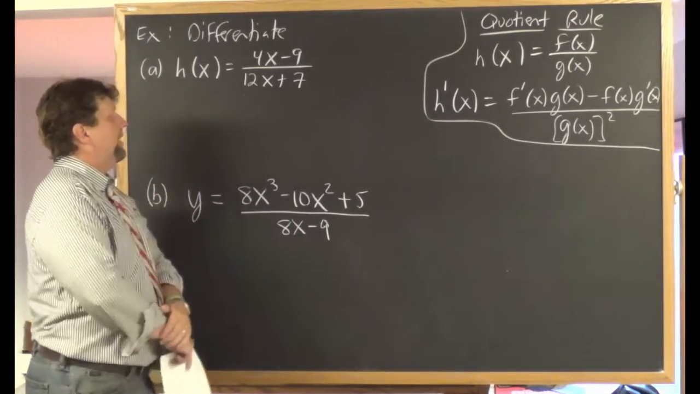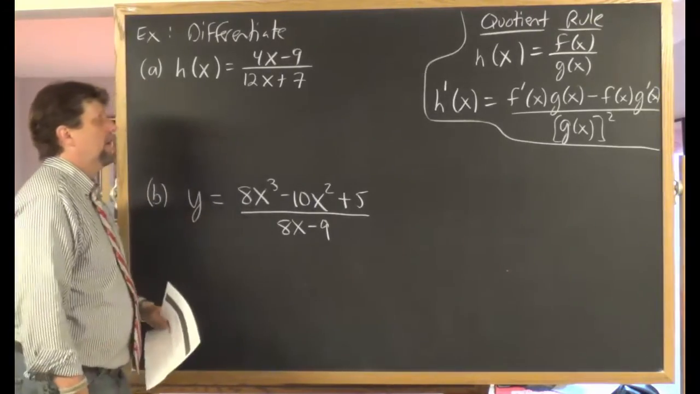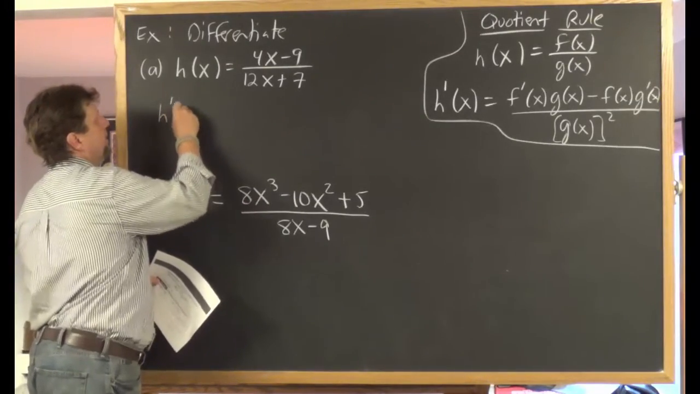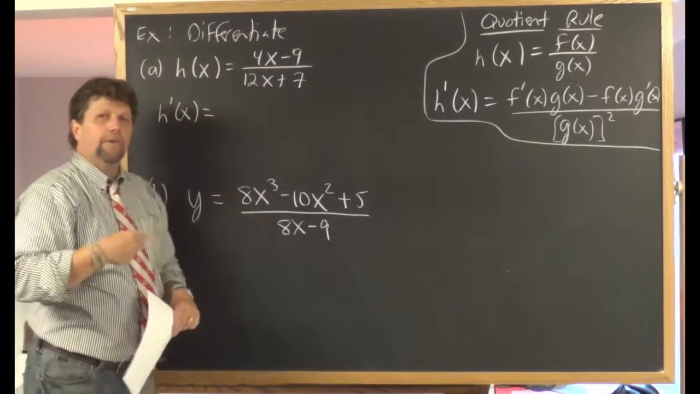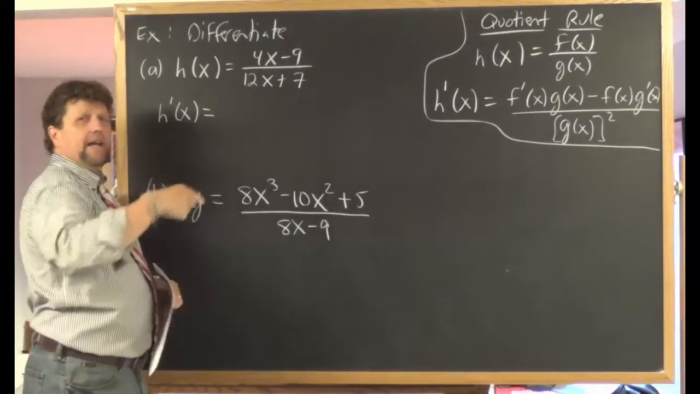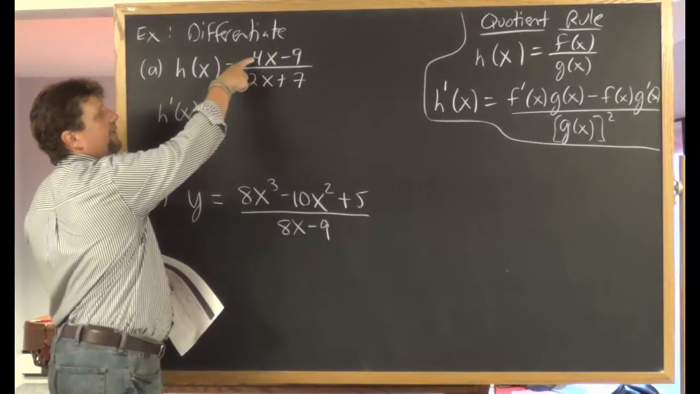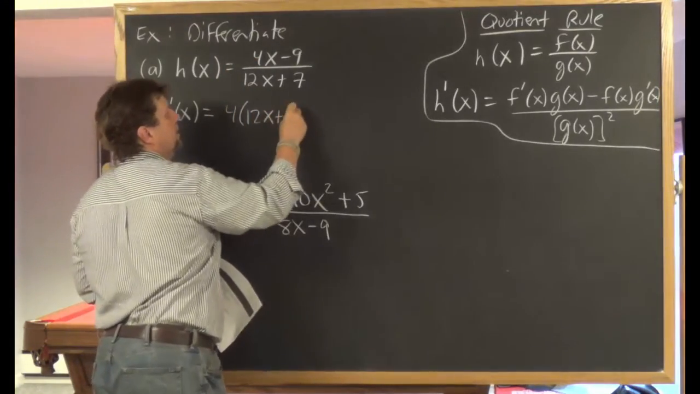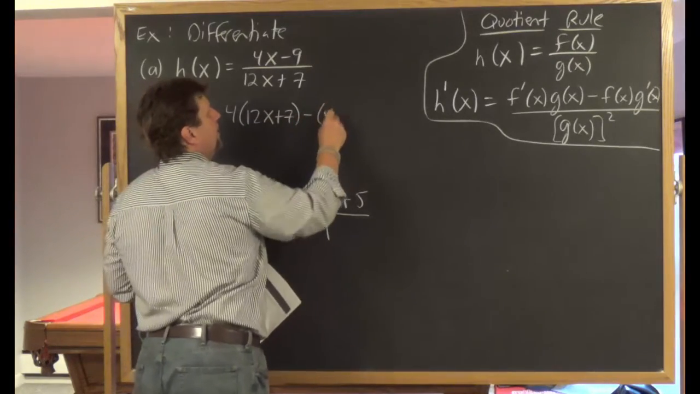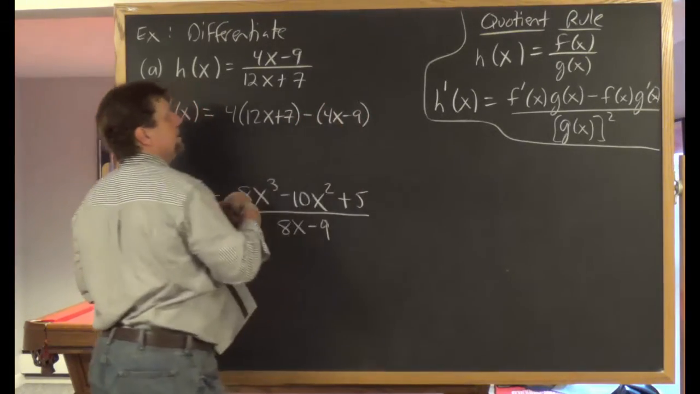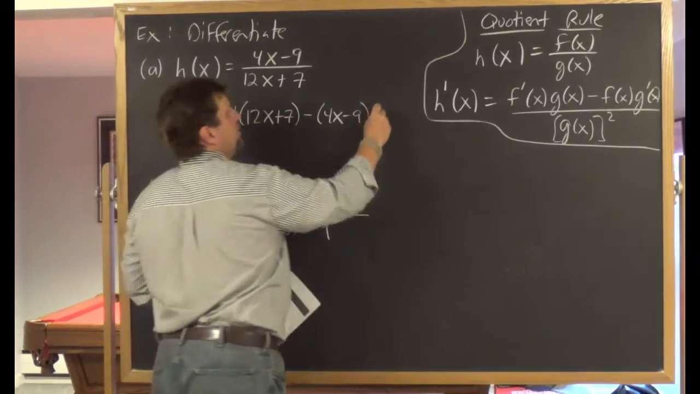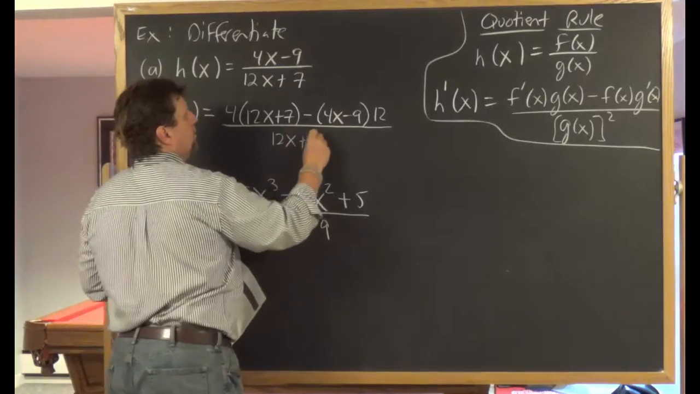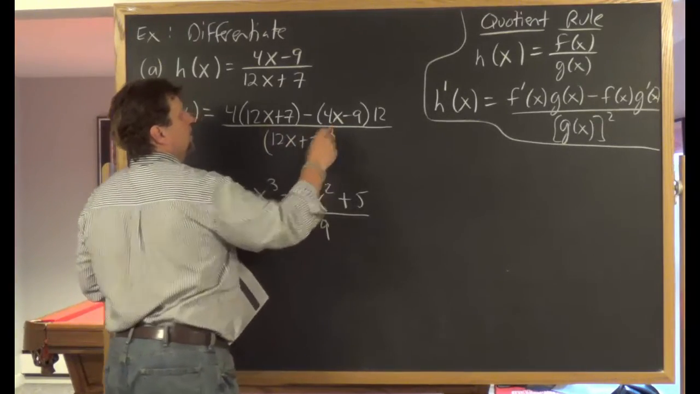Differentiate in part A, h of x equals 4x minus 9 over 12x plus 7. So there we go, the derivative. According to the quotient rule, the derivative is the derivative of the numerator, which is 4, times the denominator, minus the numerator times the derivative of the denominator, which is 12, and then all of that junk over the denominator squared.